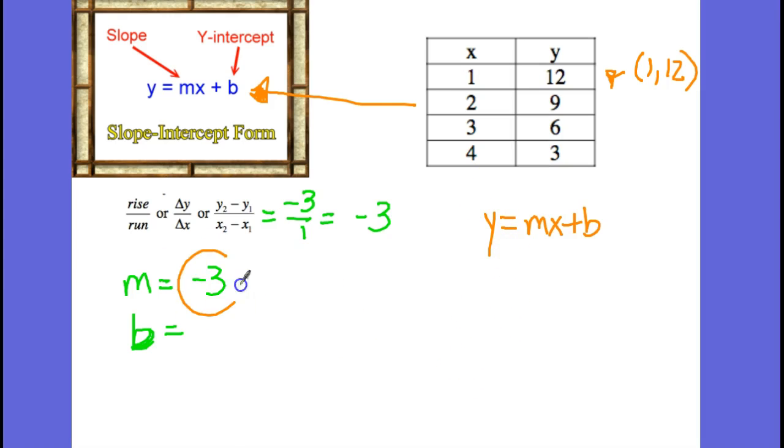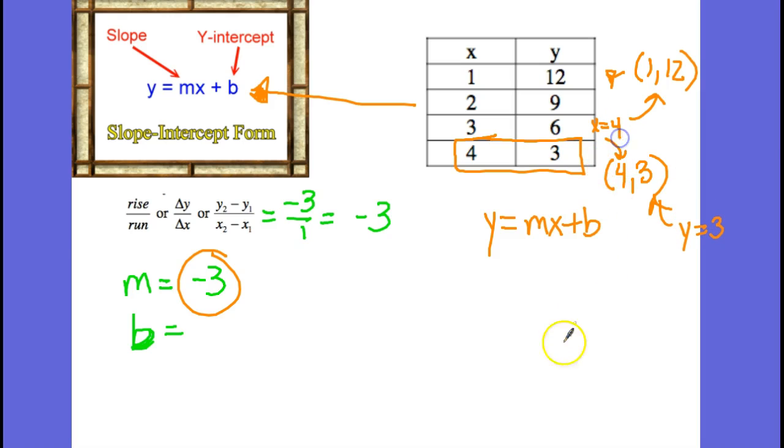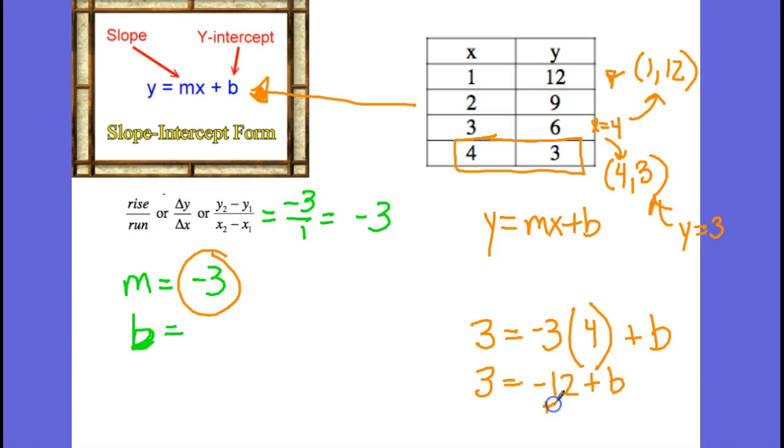So the important thing here is that I know m, and I know an x and a y. I could pick any of these, and they're all going to work. So let's pick the point 4, 3. All I have to do is say that y is 3, x is 4. So 3 equals, I know what m is, it's negative 3, times x is 4, plus b. And I can solve for b. 3 equals negative 3 times 4 is negative 12 plus b. And it's a one-step equation from here. If I add 12 to both sides, this is 0, and this is 15. b is 15.